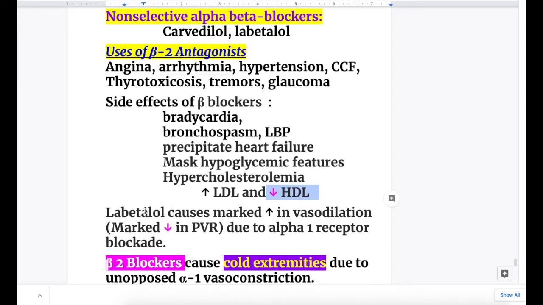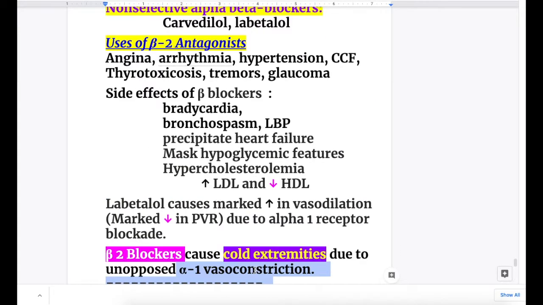Labetalol, which is a non-selective alpha-beta blocker, causes a marked increase in vasodilatation due to a marked decrease in peripheral resistance because it is an alpha-1 receptor blocker also. Beta-2 blockers cause cold extremities due to unopposed alpha-1 vasoconstriction.